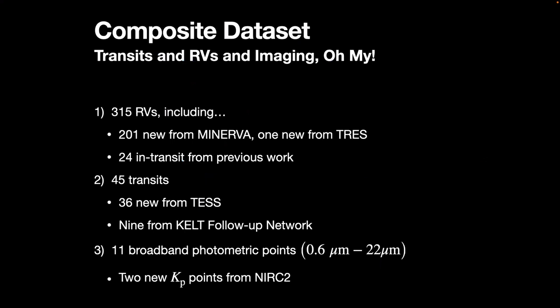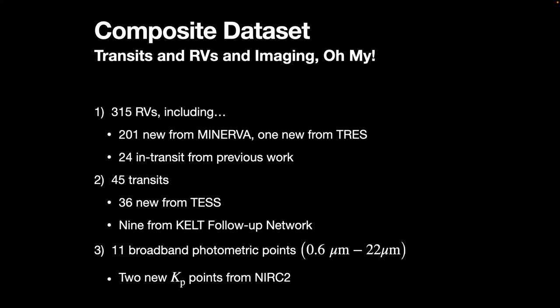So altogether, we have 315 radial velocities that we threw at this system, 200 new ones from MINERVA, and an additional observation we got from TRACE to try and isolate one of these stars. But unfortunately, the fiber on these instruments are too wide to actually be able to resolve these 2 stars spectroscopically as well. We also used 24 in-transit radial velocities from some previous work to help constrain the spin-orbit alignment.